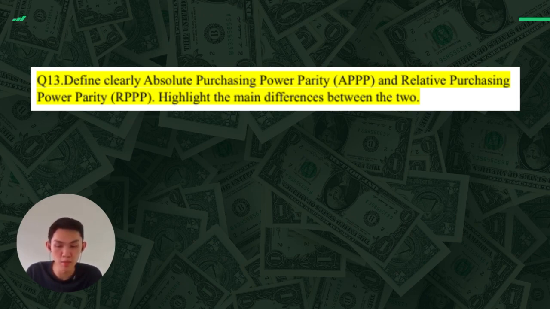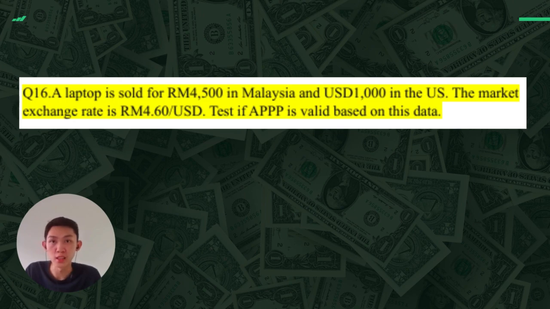For the time frames, APPP is more on prediction, the long-term equilibrium exchange rate based on the price level. And then RPPP is more on the exchange rate movement due to inflation differences or the change in the price level. So in question 16, they ask us to test whether APPP is valid on this data.